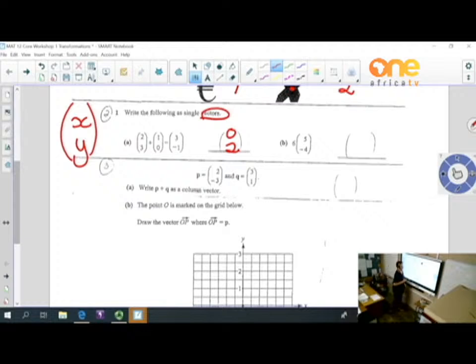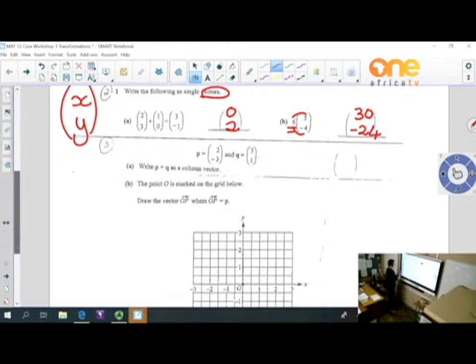We can also multiply vectors with a scalar outside. It works like brackets almost. So I'm going to multiply the 6 with a 5, and I'm going to multiply the 6 with a negative 4. So that is my column vector.